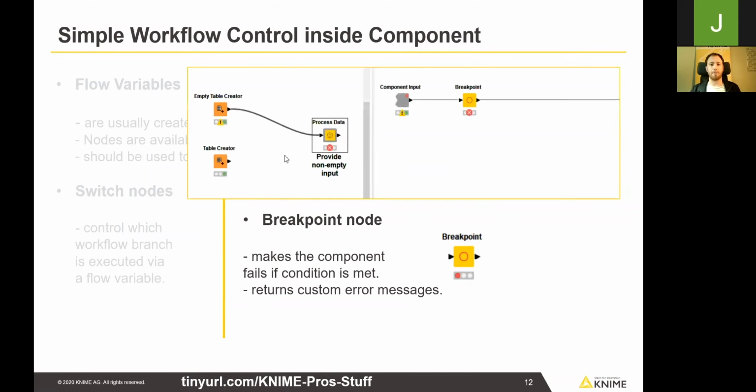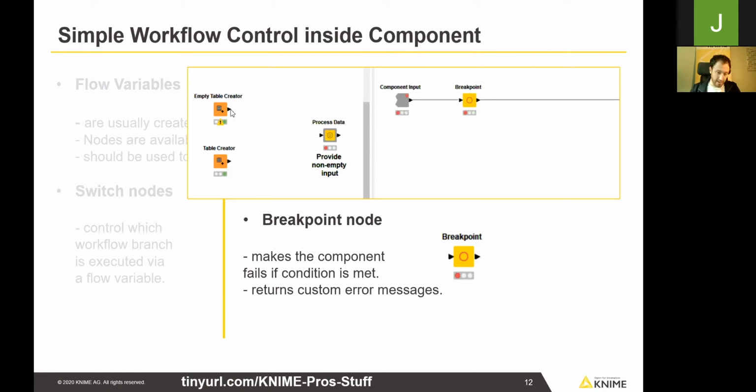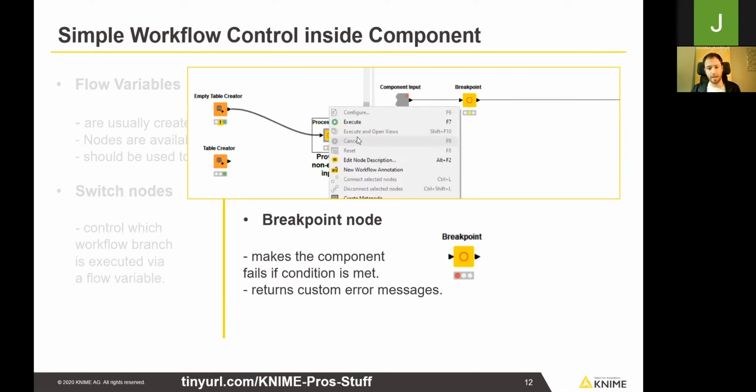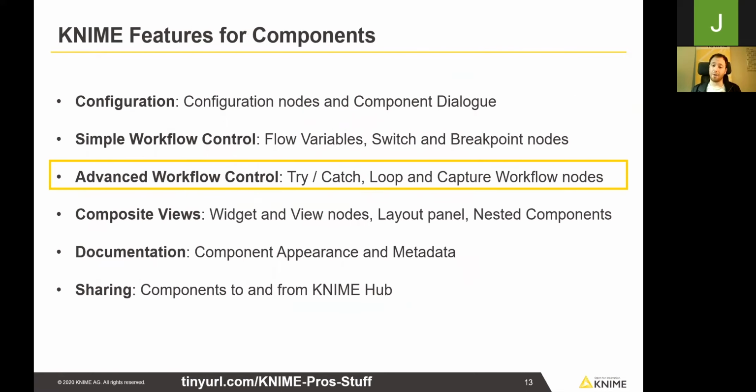So let's say, for example, here, I have a component which has an empty table, and I have here another table, which is instead not empty. So the component will check whether the input is empty or not empty thanks to the breakpoint node. And the breakpoint node will fail, the component will fail, and the custom error that you set up in the breakpoint settings will be shown on the outside of the component. So please use breakpoint nodes because these give a really clear instruction on how to make the component work with the right settings.